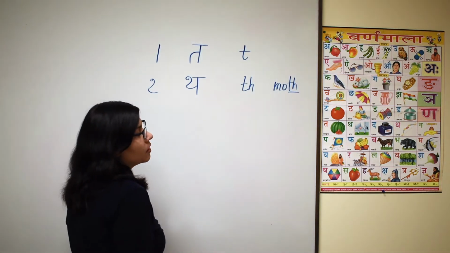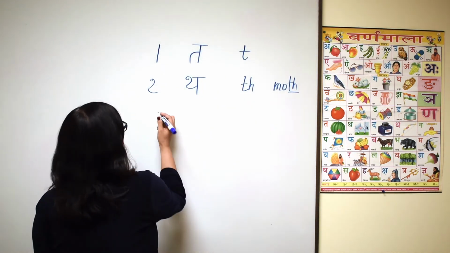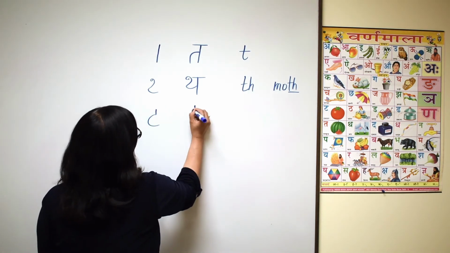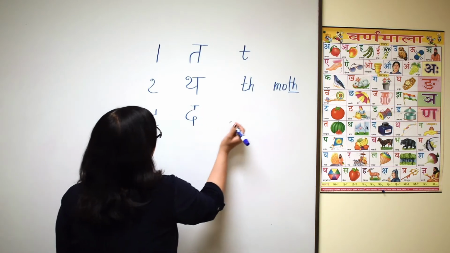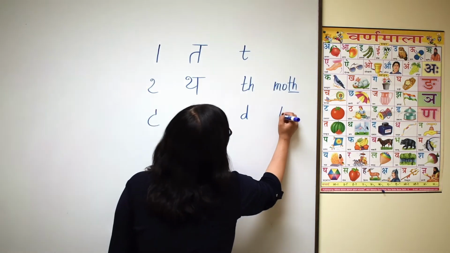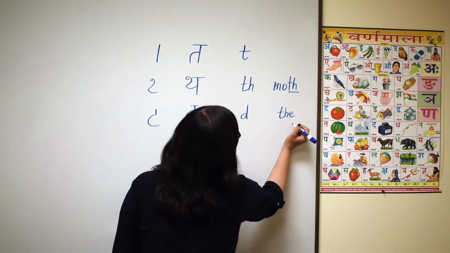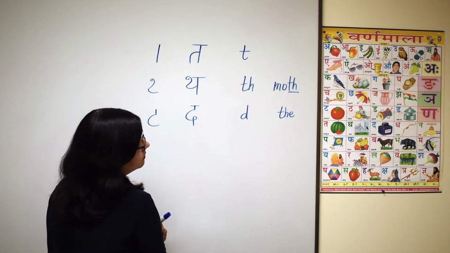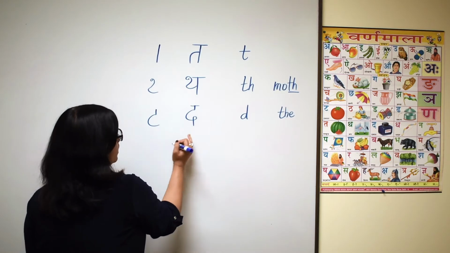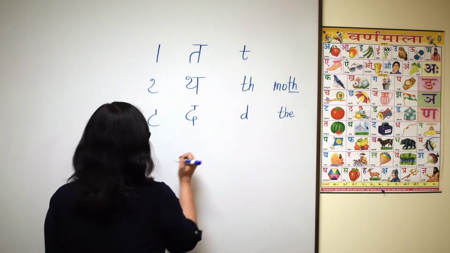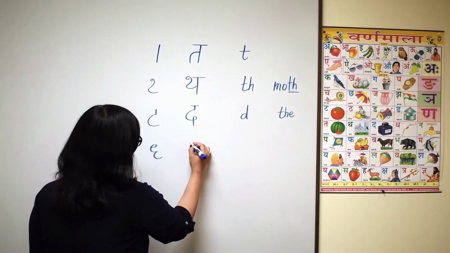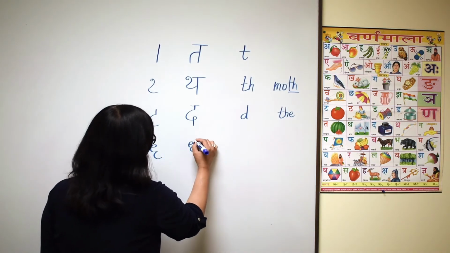Okay, the one after that is the. Okay, so we go like this, the. And that's a soft dental T, which sounds very similar to the English the. Okay. The one after that is with a loop and heavier version of the D. Okay, so it's called dh. So you go like this, dh.